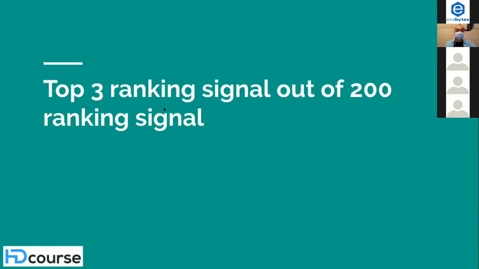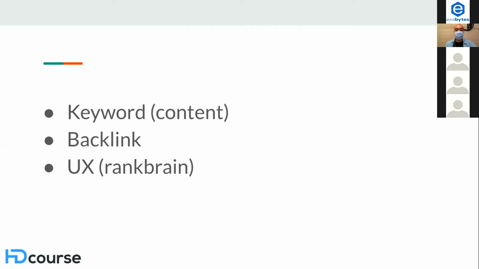So there are some essential ranking signals I will share. There are about 200, as mentioned, but I will only share the top 3. The first one is the keywords, which is the content, which you saw early on. The second one is the backlinks. And the third one is related to the algorithm called RankBrain.